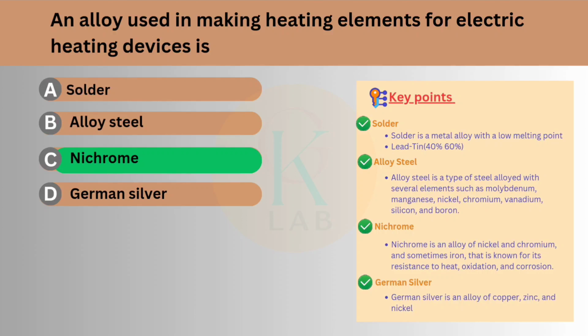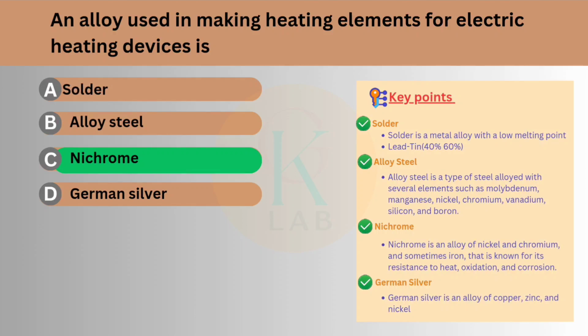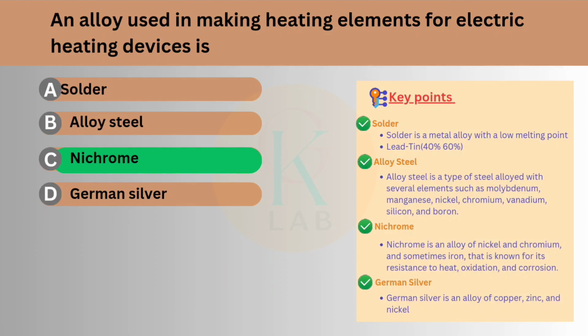Alloy steel is a type of steel alloyed with several elements such as molybdenum, manganese, nickel, chromium, vanadium, silicon, and boron. Nichrome is the alloy of nickel and chromium, sometimes iron. It is used as heat resisting, oxidizing, and corrosion resistant material. German silver is an alloy of copper, zinc, and nickel.